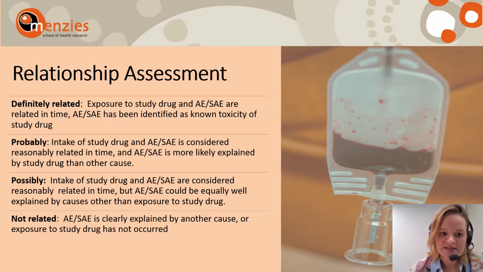Not related is an unlikely or remote chance that a causal relationship exists when the event is not a known or suspected effect of the test drug or device, is not a possible or known effect of the drug, does not follow a temporal sequence from drug administration and can readily be explained by participant or study factors.